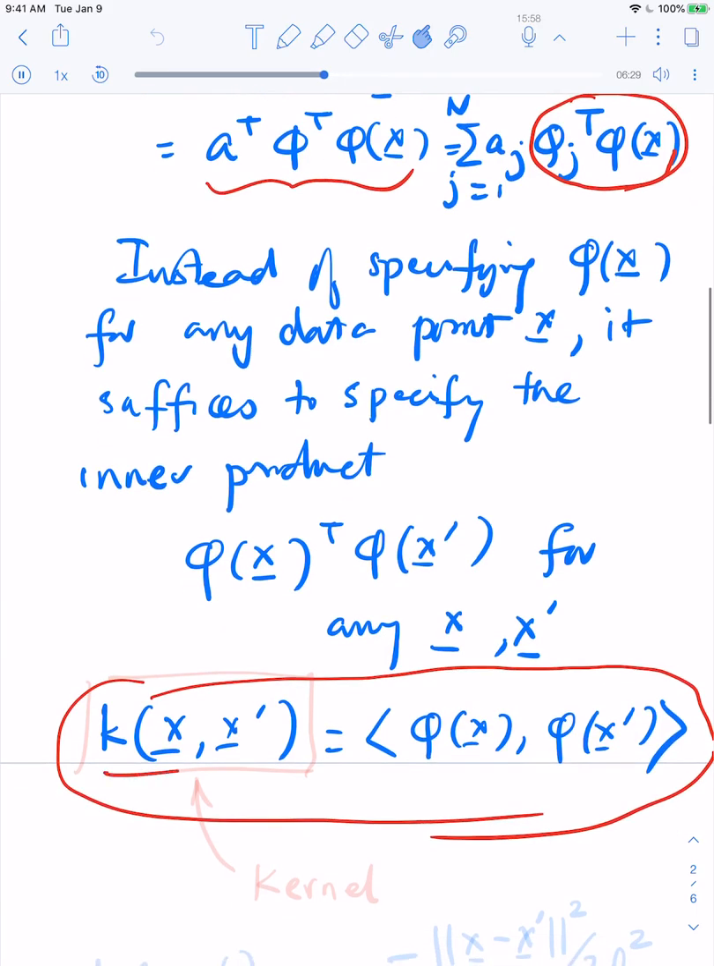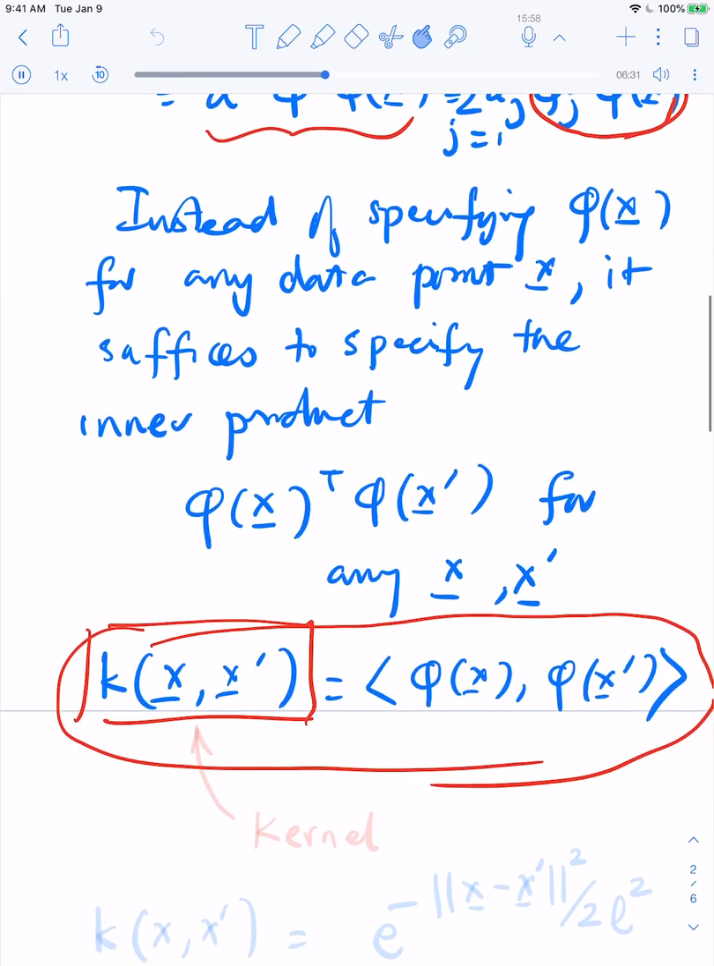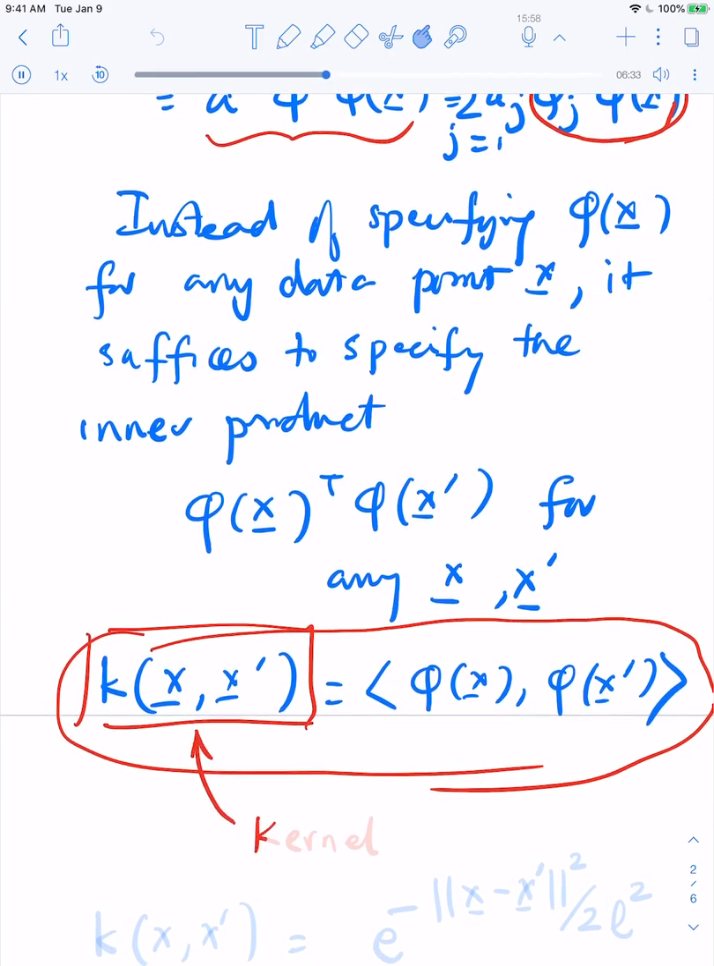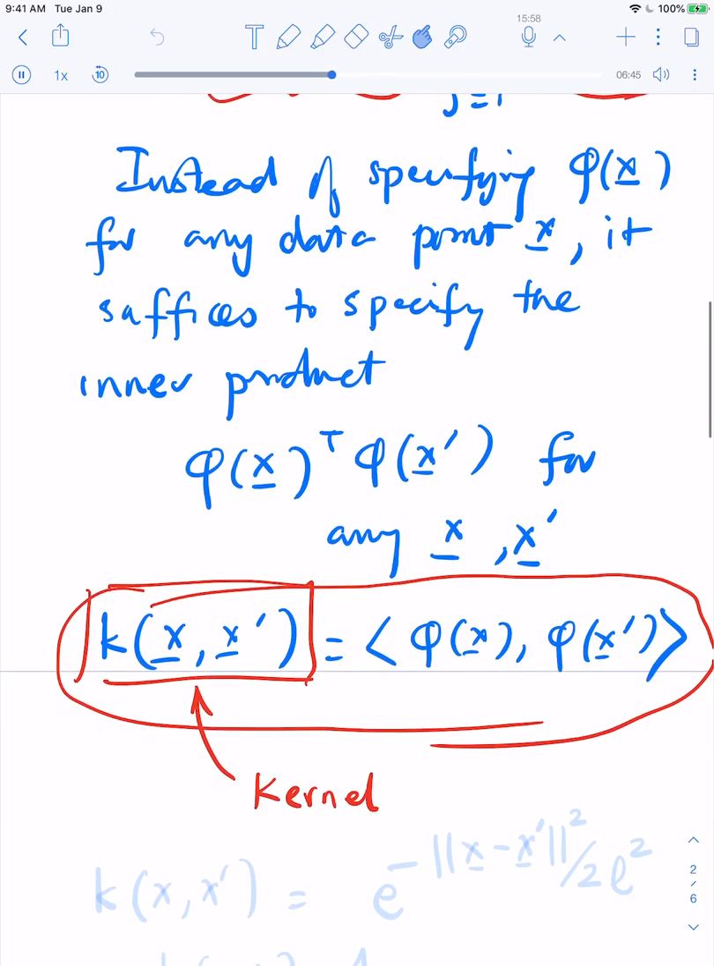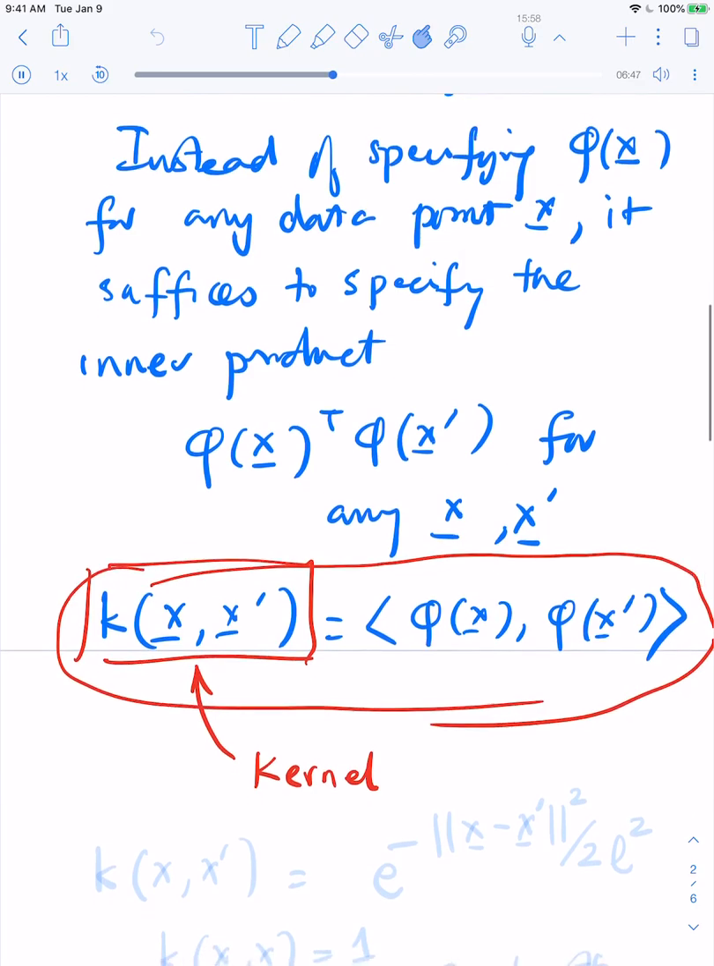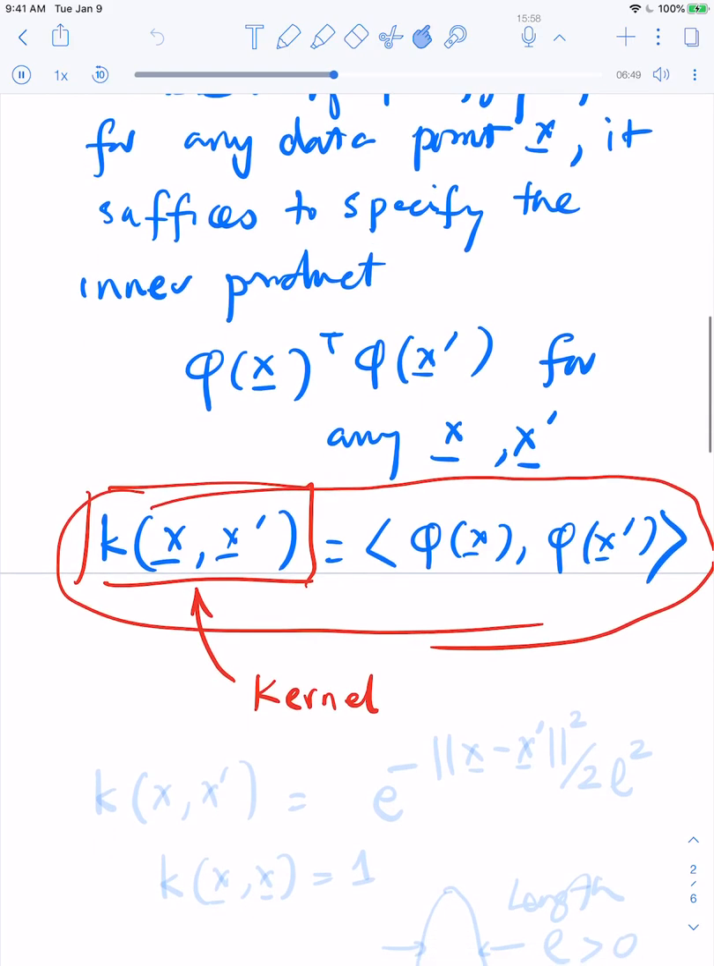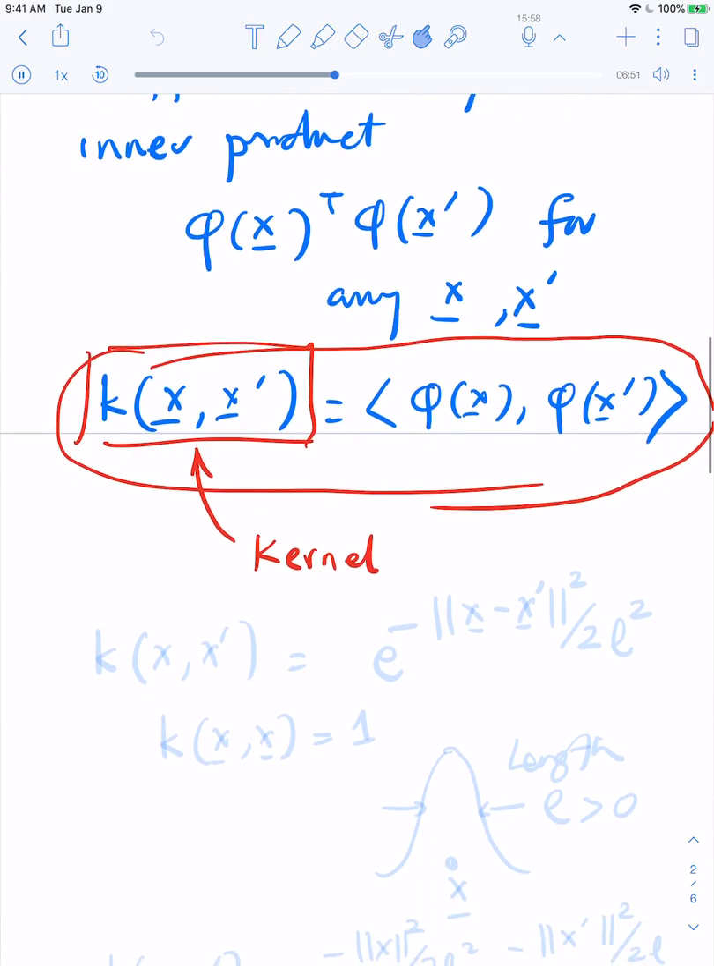So this k(x, x prime) is called a kernel. And as long as you tell me how to compute this inner product, I don't really need to tell you what those feature vectors are. And this is what the kernel trick is. So what are some example kernels? A very, very popular kernel is the radial basis function kernel.